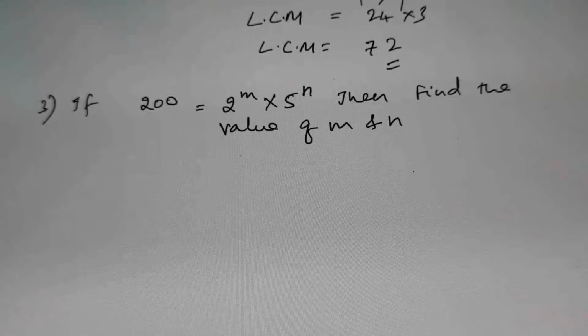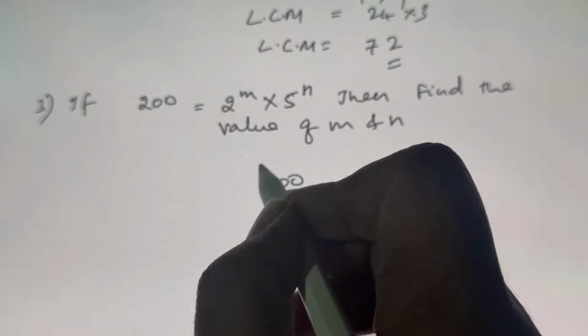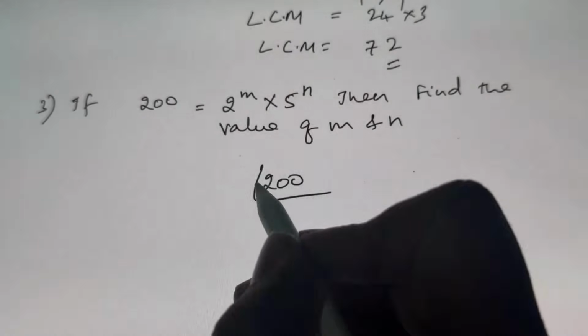So it appears that we need to find the factors of 2 and 5 which are equivalent to 200. Then we have to compare and get the final values of m and n. So to get the factors, we have to divide 200 by 2 and 5. So let us start by dividing by 2.